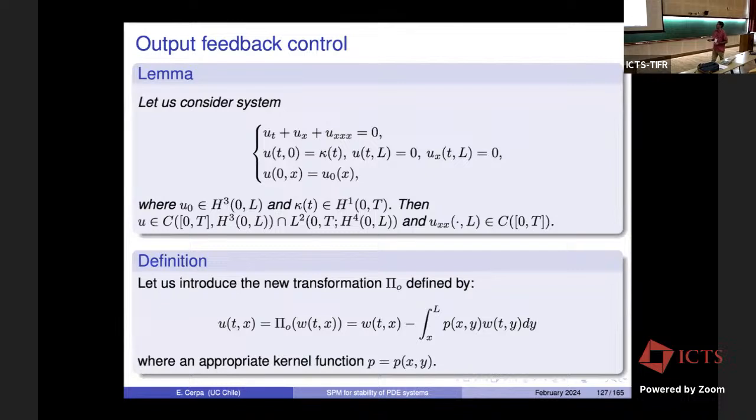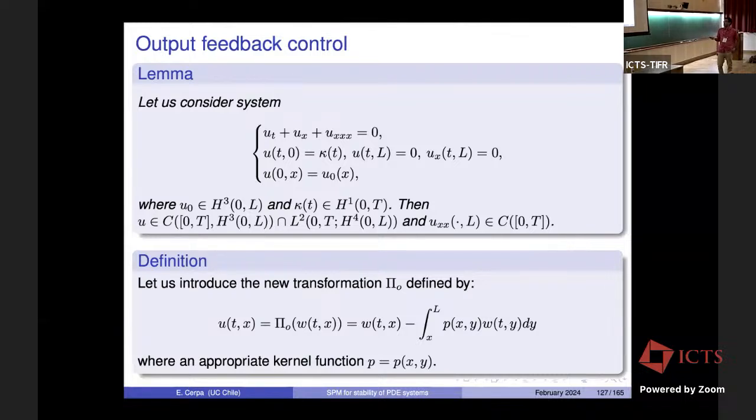So first, of course, we need a lemma. Because we always have to worry when dealing with PDEs about the regularity of the solution, the existence, and the link between the regularity of the data and the boundary conditions. But here, instead of working in L2, because of this term u_xx on the boundary, we have to work in H3 for the state of the solution.